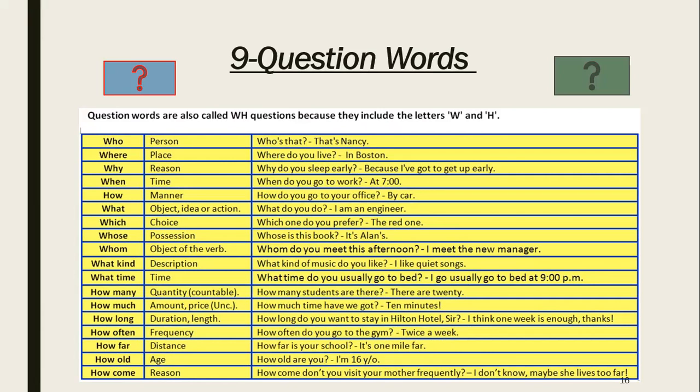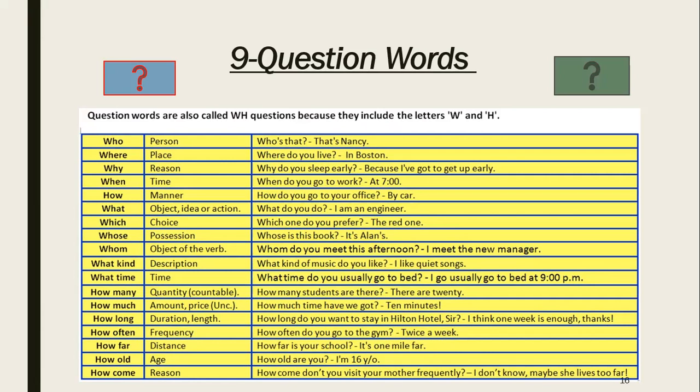And then if I ask you to describe something, we use what kind. Say, for example, what kind of clothes do you wear? I wear cotton clothes, I wear leather clothes, I wear wool clothes. This is the kind of something.